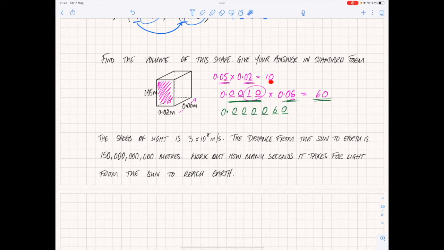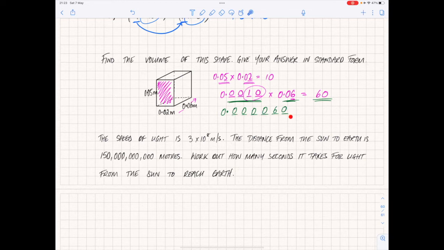5 times 2 is 10, but because there's 2 decimal places there and 2 decimal places there, in total I have 4 decimal places, so 1, 2, 3, 4. The 1 and the 0 take up 2 of those, so fill it with zeros for the other 2. And then you're doing that, because that's the area of the front, times by the depth. 10 times 6 is 60. There are 4 decimal places there and 2 decimal places there, so in my answer I have to have a total of 6 decimal places. 60 makes up 2 of those decimal places, so I fill it with zeros before it to make up the whole 6.